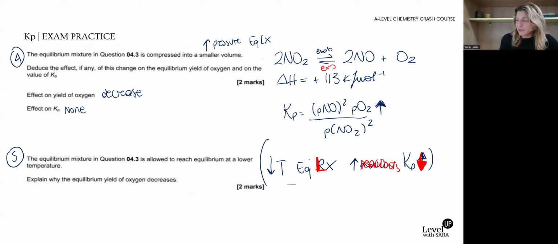Decrease in temperature, the equilibrium shifts to the left because it favors the exothermic. You know why I got it wrong? Because I missed one of the sketches that I normally do. Exothermic, equilibrium to the left. Okay, so if you have to explain why the equilibrium yield of oxygen decreases, it's just like that. Because a decrease in temperature favors the exothermic reaction, so the equilibrium shifted to the left. Therefore, there is a decrease in concentration of the product, and therefore the equilibrium yield decreases.